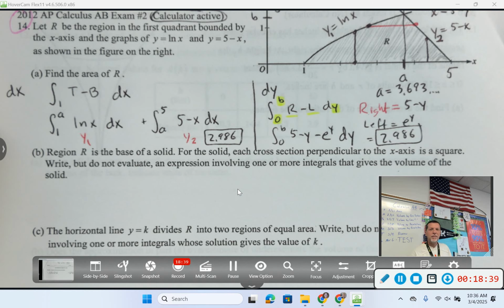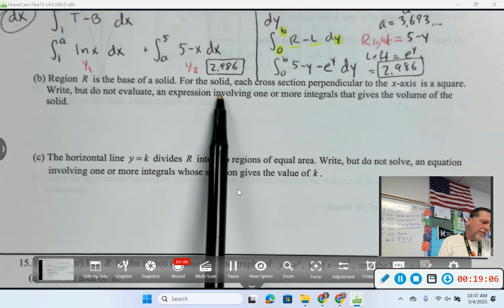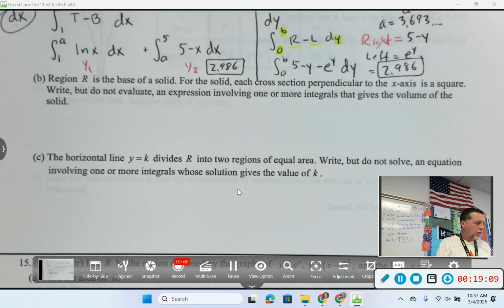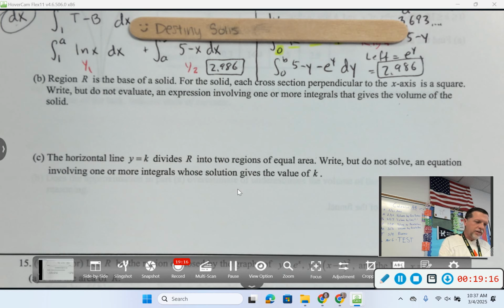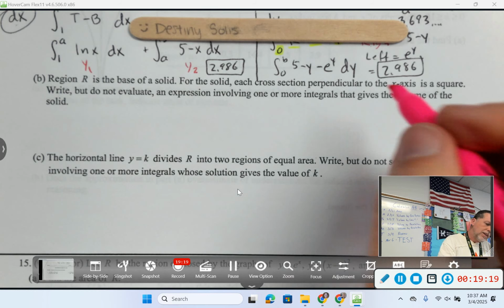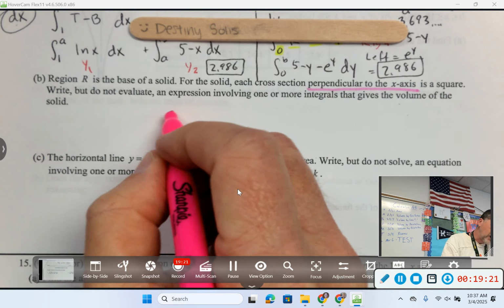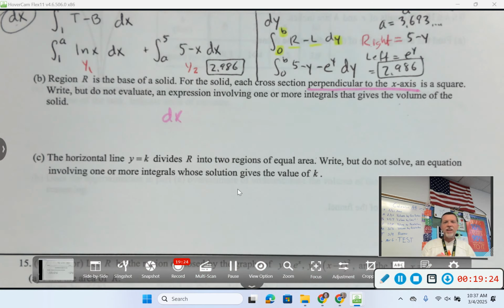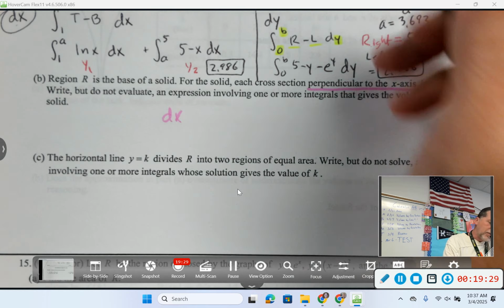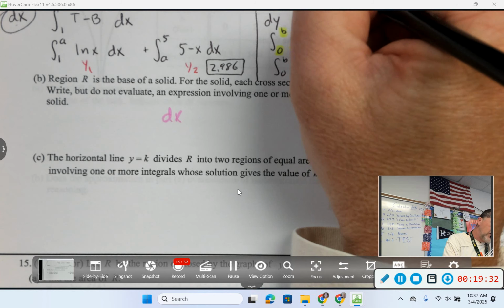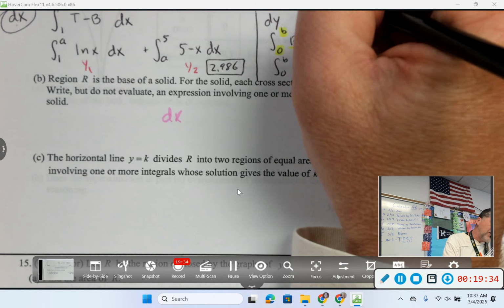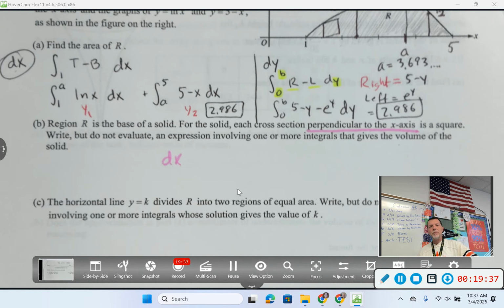All right, part B. Region R is the base of a solid. For that solid, each cross-section perpendicular to the x-axis. Perpendicular to the x-axis. Destiny, what does that tell me? It's going to be a dx problem. Yes, it's going to be a dx problem, so good. It means we don't have to be changing things to y's. So it's a dx problem. Is a square. That's pretty good news too, because the area of a square is about the easiest area we could come up with.